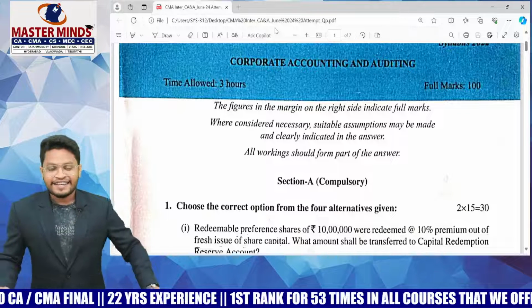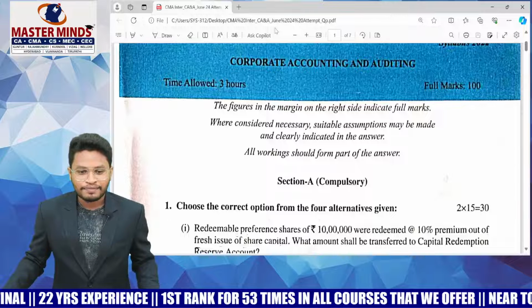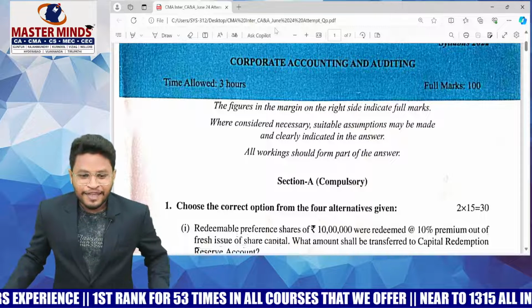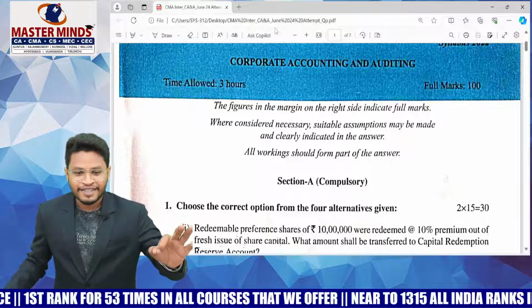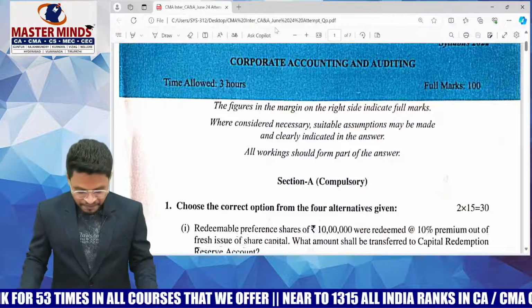Yes, ma. Let us analyze the CMA Inter Corporate Accounting and Auditing paper, corporate accounting particularly. You can see the smile on my face. The question paper is easy. That is my opinion. Okay, let us see.